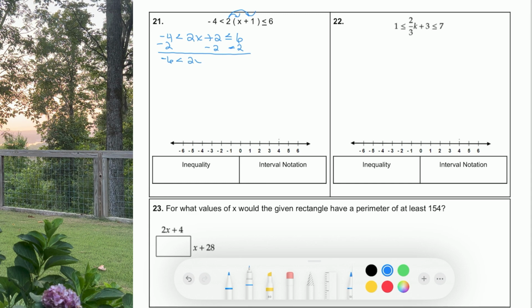So negative 4 minus 2 is negative 6, which is less than 2x plus 0, which is less than or equal to 6 minus 2 is 4. I'm going to rewrite that. Now I need to divide by 2, and I'm going to divide both end pieces by 2 as well. I end up with negative 3 is less than x, which is less than or equal to 2. We now have our inequality.